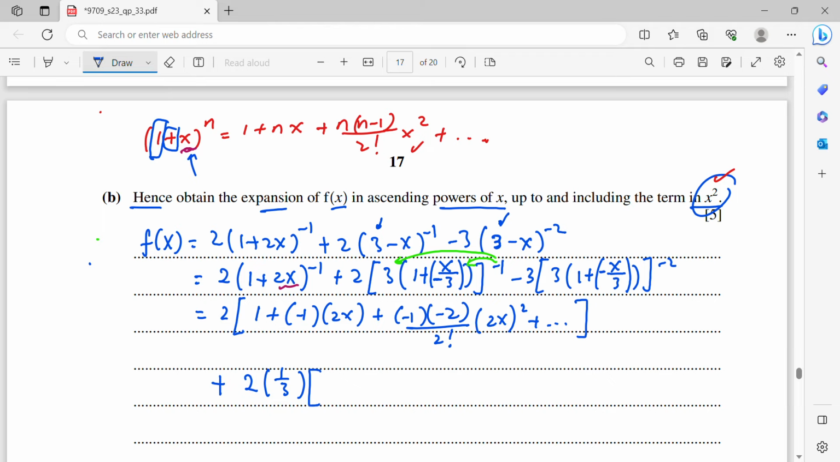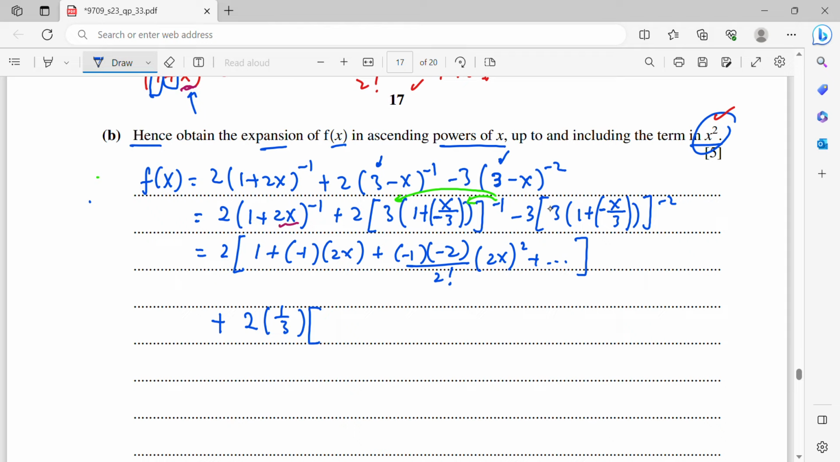Alright, so now use the same formula, which is 1 plus n, which is minus 1. Now my new x is negative x over 3. Then plus n minus 1, which is minus 2 over 2 factorial, times minus x over 3 to the power 2.